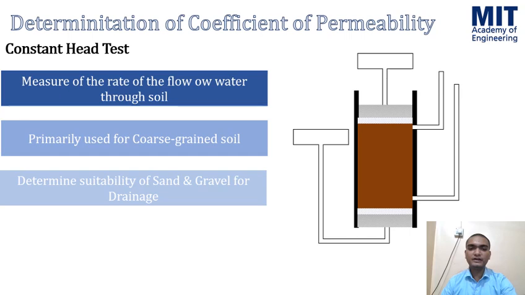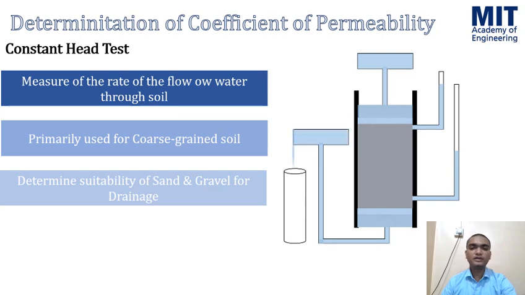This is the apparatus of the constant head method. In this type of laboratory setup, the water is supplied at the inlet and the head is adjusted in a way such that the difference of head between the inlet and the outlet remains constant during the test period. After a constant flow is established, water is collected in the graduated flask for a known duration.